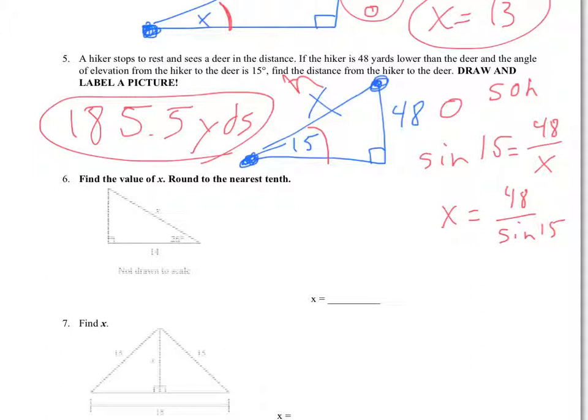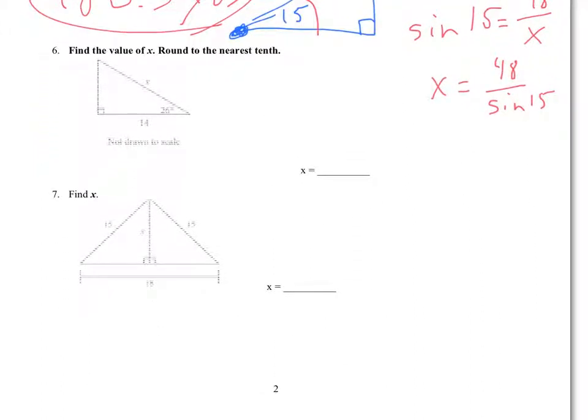Okay, number 6. Let's take a look at that. Another trig ratio problem. We have a right triangle. We have x, we have 14, and my angle is 26. So in relationship to this angle, here's my right angle, this is going to be my hypotenuse, and 14 is adjacent. It's next to that. That's going to be the cosine ratio.